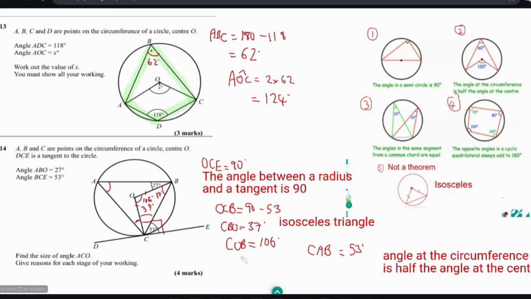And just put that on the diagram. We also know angles around a point add to 360. So the reflex angle COB is 360 minus 106, so 254.